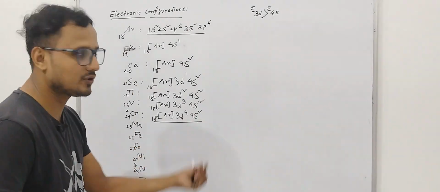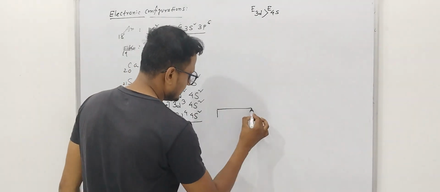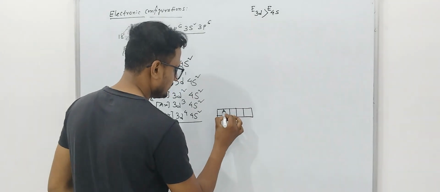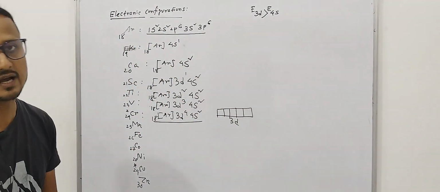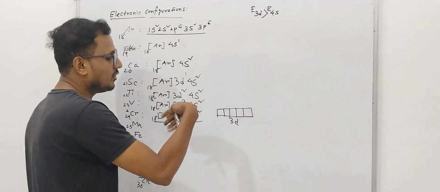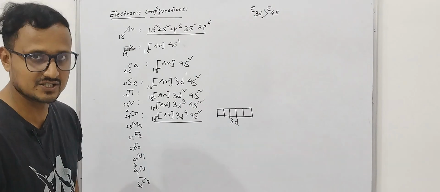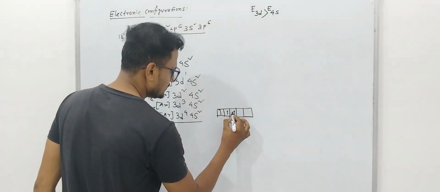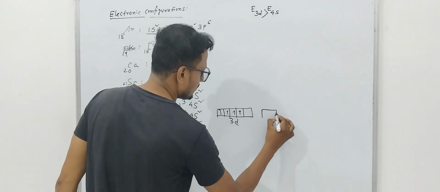If we expand this orbital, you'll be able to know that this d orbital has 5 suborbitals: 1, 2, 3, 4, 5. The d orbital has 5 suborbitals. So here we know that all these d suborbitals are degenerate. So here the electrons will fill up singly: 1, 2, 3, 4. Now there is a 4s orbital.